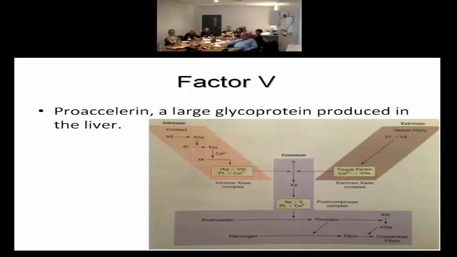The less common name for factor 5 is proaccelerin, I think that's how it's pronounced, which is a large glycoprotein produced in the liver and is a part of the common pathway in the coagulation cascade. So here's factor 5 down here. The plasma concentration of factor 5 is usually around 5 to 10 micrograms per milliliter.